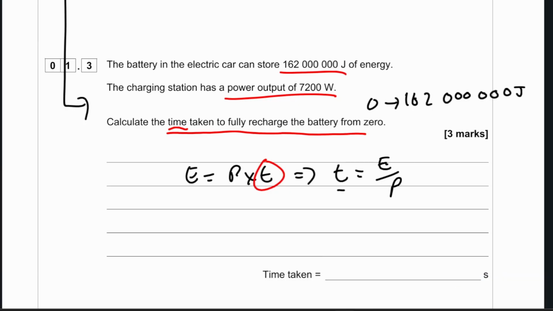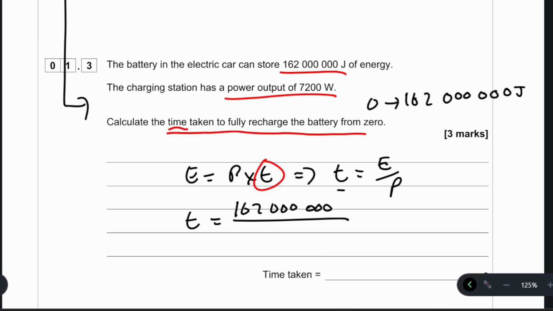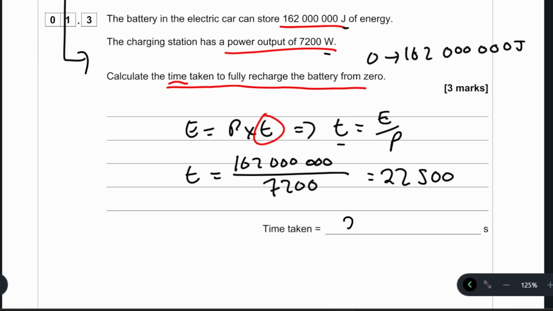Now it's just a simple case of plugging in our numbers. The time taken is equal to the energy transferred. We need to transfer 162 million joules of energy, and divide that by the 7200 watts. Everything is in the units we'd expect, so we don't need to do any conversions. So you plug that straight in, and when you do that into your calculator, you should get 22,500 seconds. Okay, so that's the second part of the question.